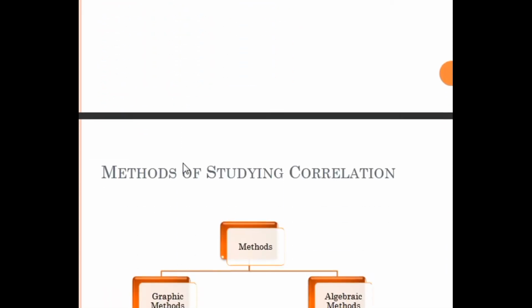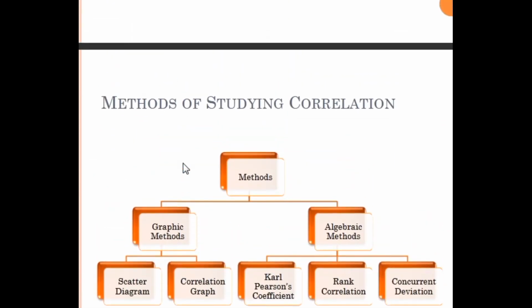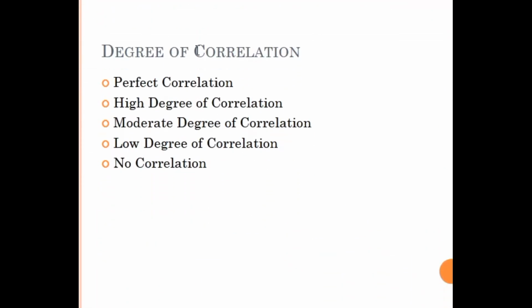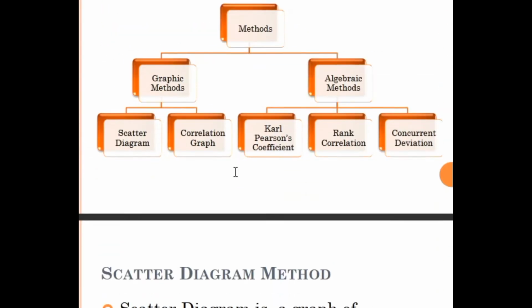So move to the first one. I think this one is clear to everyone, so I will repeat once again. If your answer comes plus or minus 1, perfect. Your answer is between 0.8 to 1, high degree, and if your answer is 0.7 to 0.8, moderate. If your answer is 0.3 to 0.5, then it is called low degree. Your answer is 0 to 0.3, then no correlation.